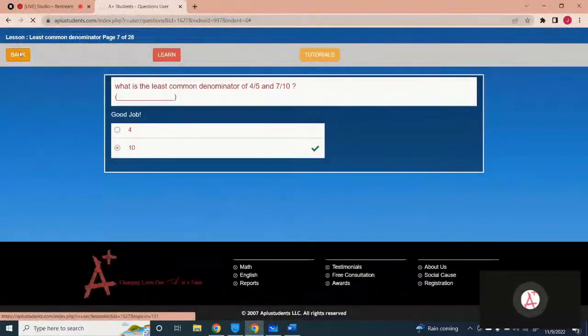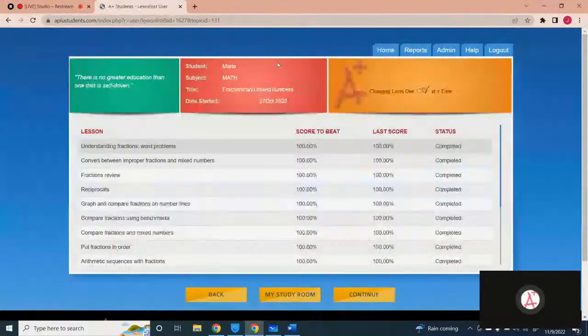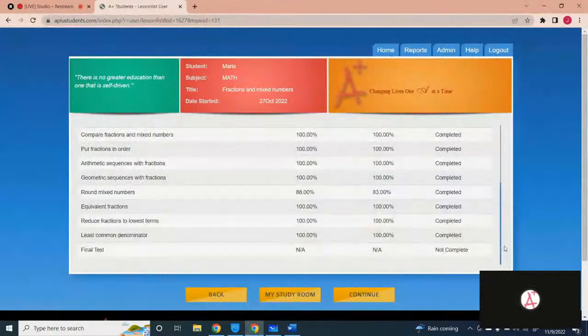Okay, you can complete the test by yourself later today. If you need more help with the topic, you can contact any tutor on the Skype. They are available from Monday to Friday, 5 to 9. Got it? So we have covered four of the topics today. They are round mixed numbers, equivalent fractions, reduce fractions to lowest terms, and least common denominator. Please make sure before the next session you complete all the test questions for the topic we did today. If you have any problem, any question, you can contact any tutor on the Skype. They are available from Monday to Friday, 5 to 9.